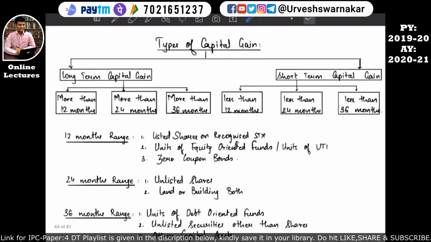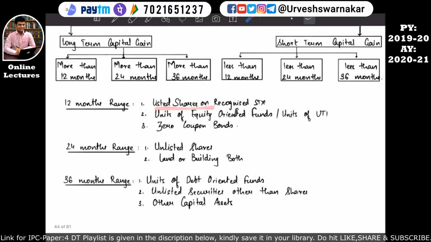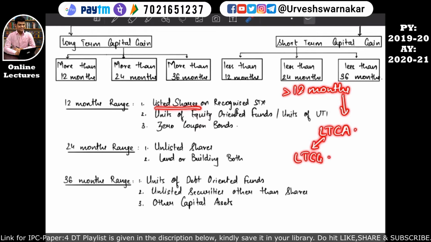So basically understand this, listed shares on recognized stock exchange. What does this mean? If any equity shares are of a company which is listed on stock exchange, then these equity shares are known as listed shares on recognized stock exchange. If these listed shares on a recognized stock exchange are a capital asset, then it falls in the range of 12 months. So if these listed shares are held for a period of more than 12 months, then it will be considered as long term capital asset, and on this long term capital gain can be calculated or long term capital loss can be calculated. I hope this is quite clear.